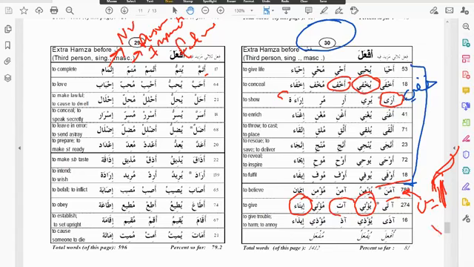Adha comes from the root adhiya, which means to harm. Adha, that the person harmed. Yu'dhi, harming. Adhi, harm. You're telling the person to harm others. Mu'dhi is basically the person that's constantly harming others. Ida is harm itself.